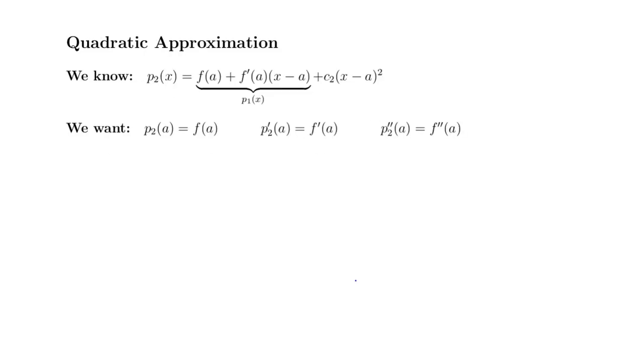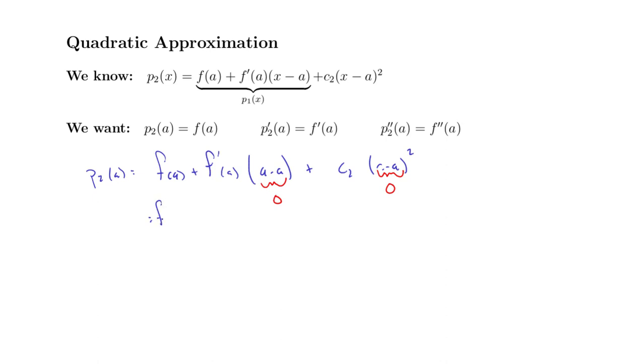So, oops, I've got to work this out. Let's go ahead and just check this part. Let's check out what p sub 2 of a is. That's f of a plus f prime of a times a minus a plus whatever c2 is times a minus a squared. Well, notice a minus a is 0. Oops, that's a terrible brace. Let me fix that. A minus a is 0. And so what we're really just left with is f of a. Check.